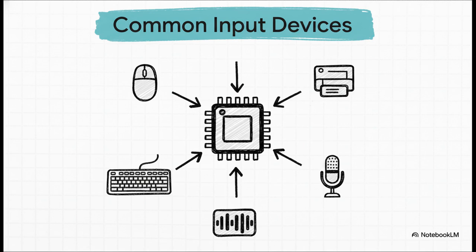Now, the keyboard and mouse are the ones we all think of, but they're everywhere. A microphone turns your voice into data. A scanner turns a drawing into a digital file. Even the barcode reader at the grocery store is an input device, zapping that product code right into the register. They all do the same basic job. Get information into the machine.